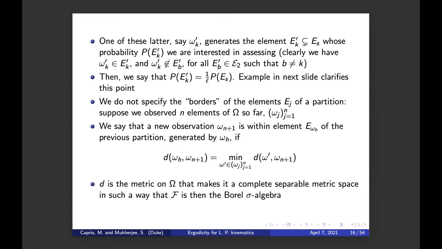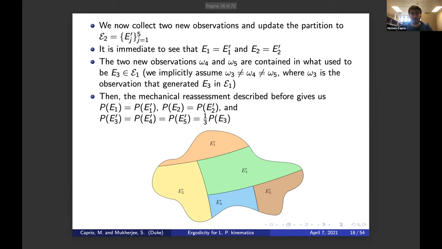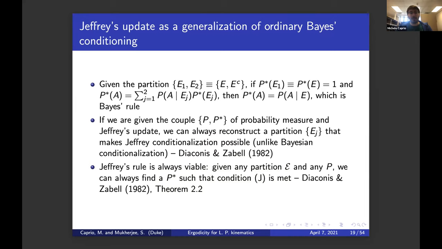So I hope that the procedure is clear. If not, please interrupt me and I'll go over it again, no problem. All right, so now, at the beginning, I told you that Jeffrey's update can be seen as a generalization of ordinary Bayes. And how so? If we consider the partition given by an event and its complement, and the posterior of event E is 1, then the Bayes posterior and the Jeffrey's posterior coincide. So Jeffrey's is a generalization in that we can condition on events that are not certain.